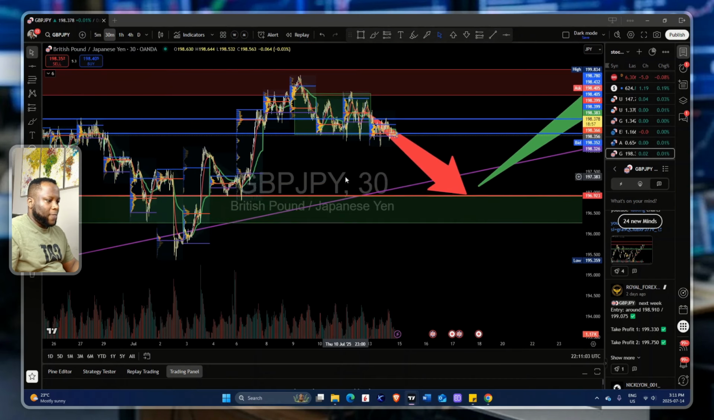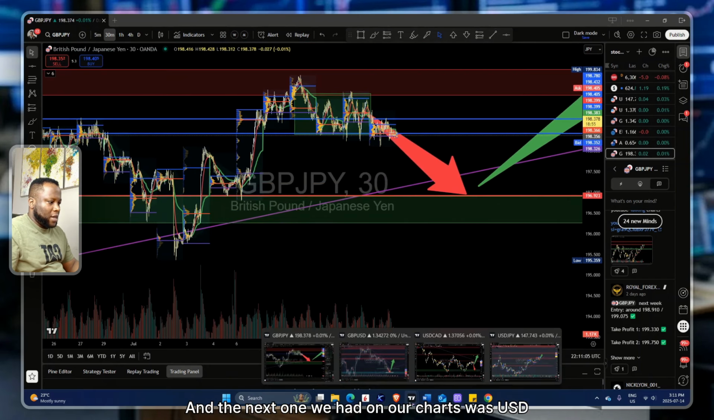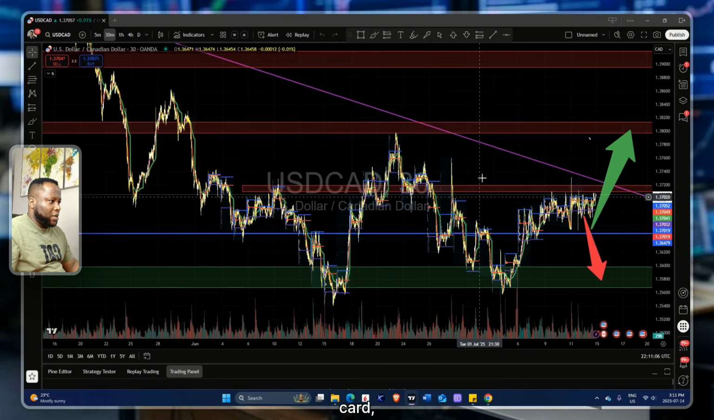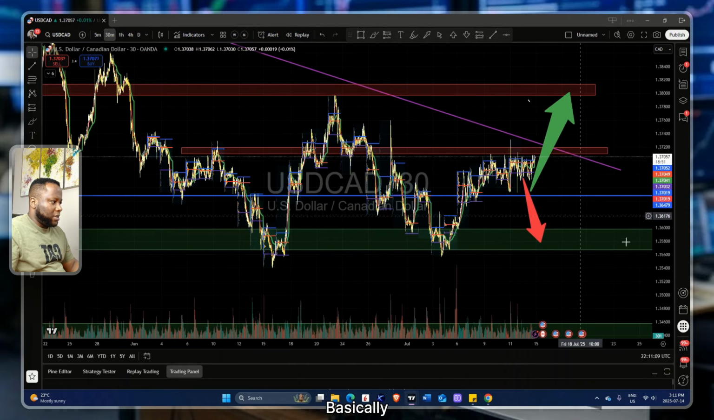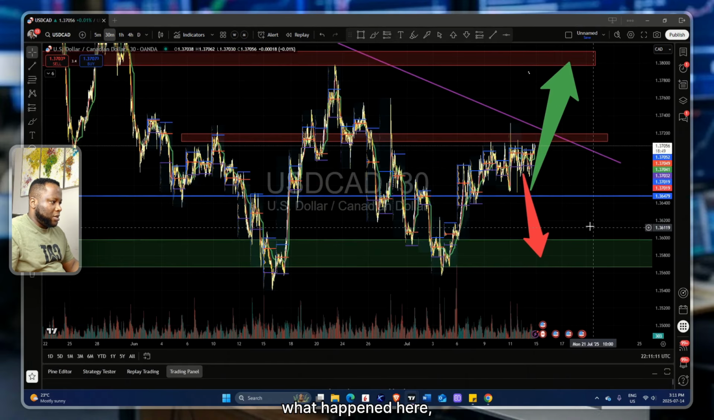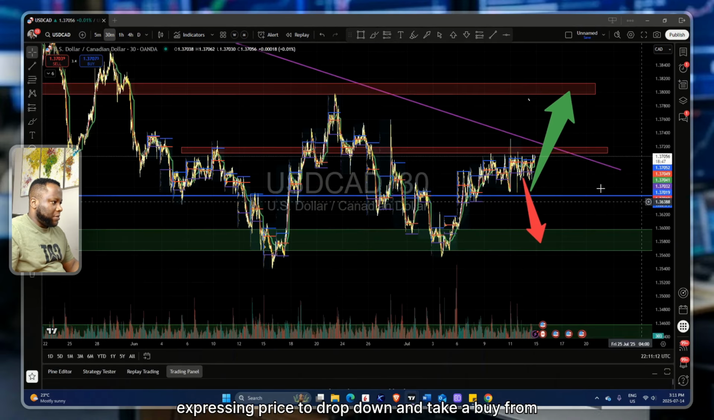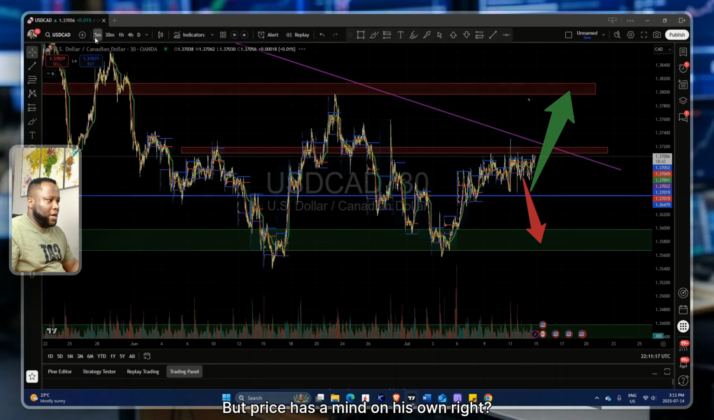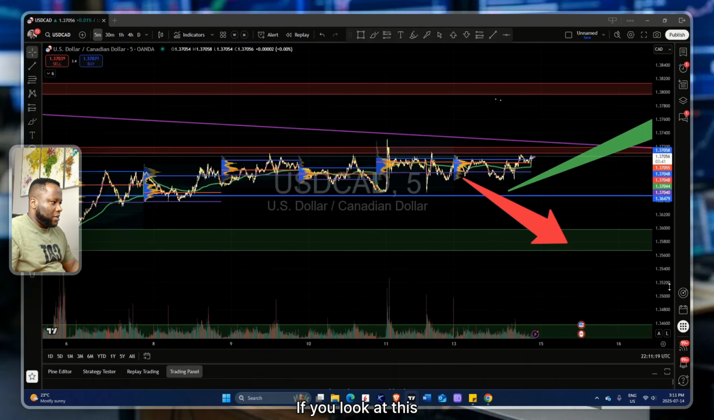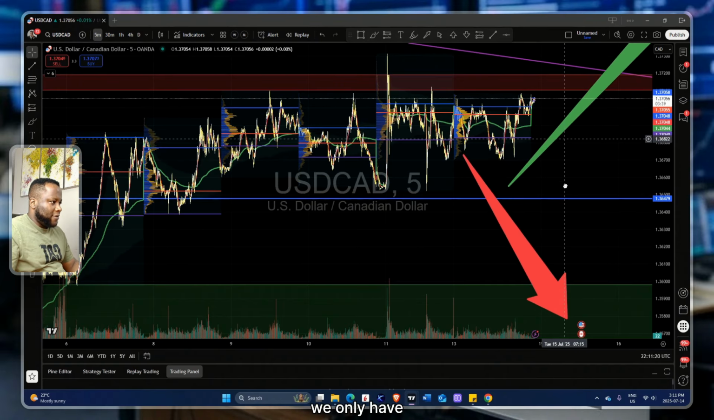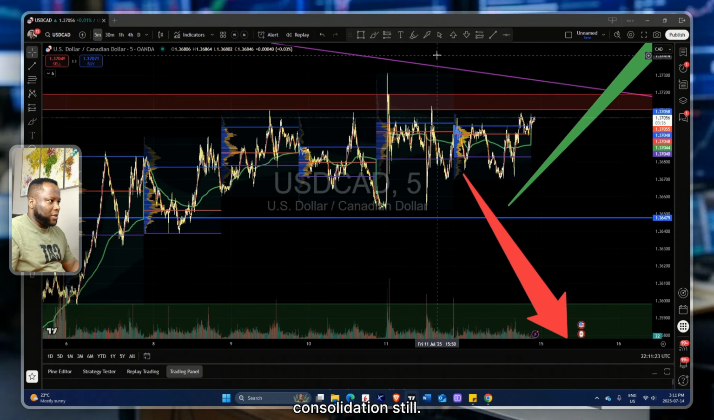All right. And the next one we had on our charts was the USD CAD. USD CAD, basically what happened here, expecting price to drop down and take a buyer from there, but price has a mind on its own. All right, if you look at this, we only have a little consolidation still.